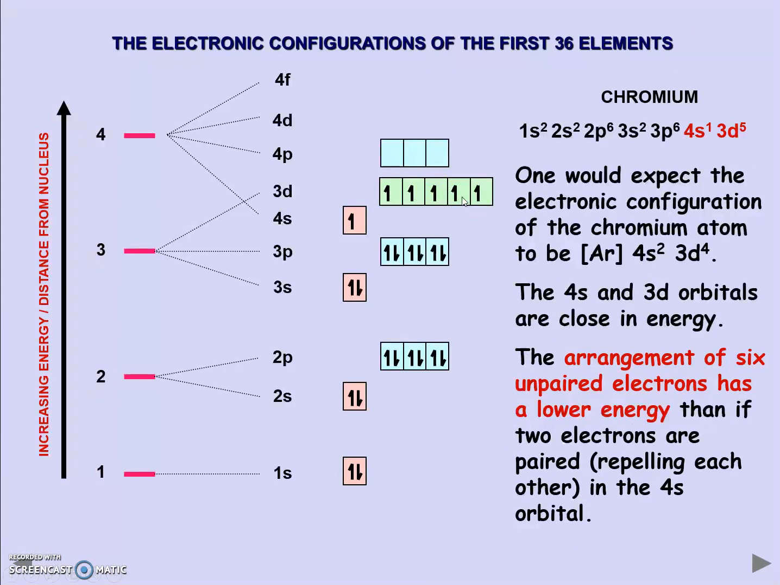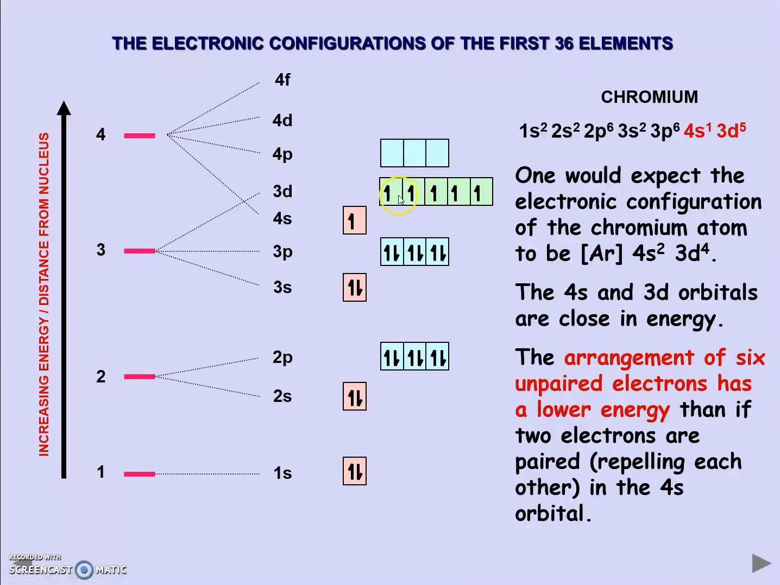Now, chromium. Chromium is the 4th element in the d block. Now, you would have expected chromium to have four electrons in these d orbitals. But we've got 5. Where's the 5th one come from? The 5th one has come from this 4s orbital here. And the reason for this is that it's actually just a lower energy configuration to have one electron in an s subshell and the 5 electrons in the 5 different orbitals in the d block.